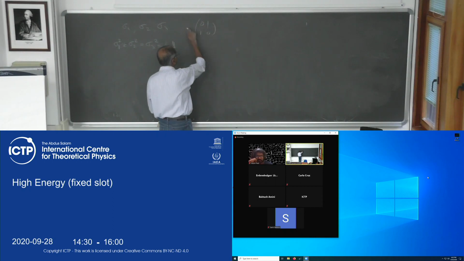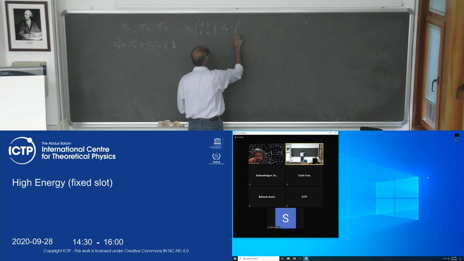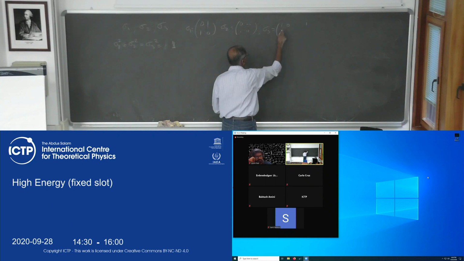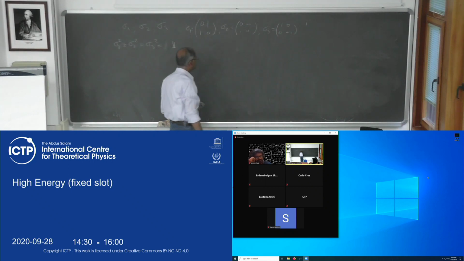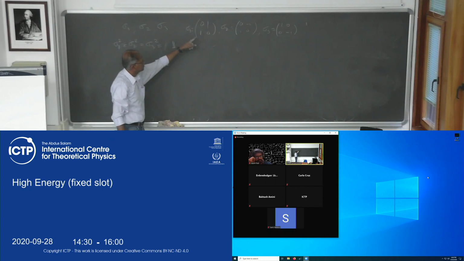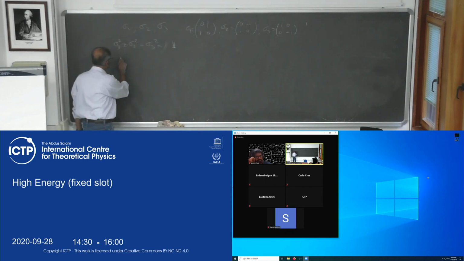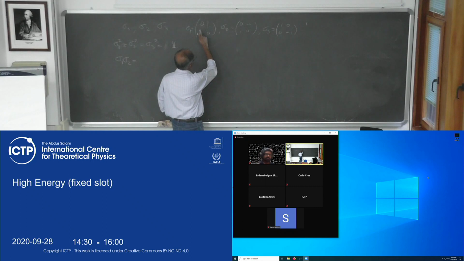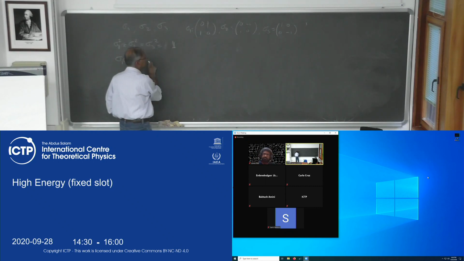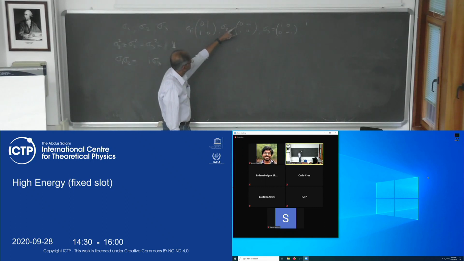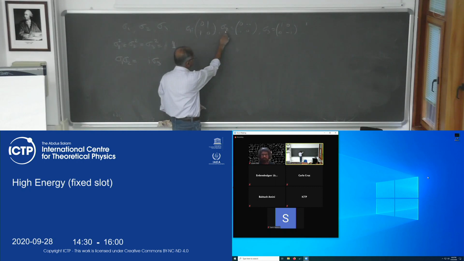Let me just write down the sigmas again. Sigma 1 is (0 1; 1 0), sigma 2 is (0 -i; i 0), and sigma 3 is (1 0; 0 -1). You can immediately check sigma 1 squared is identity, sigma 2 squared is identity, and sigma 3 squared is identity. What about when they're two different ones? Sigma 1 sigma 2, you can show that this is nothing else but i sigma 3. Let's check that and see if it's true, multiplying this with that, in this order.